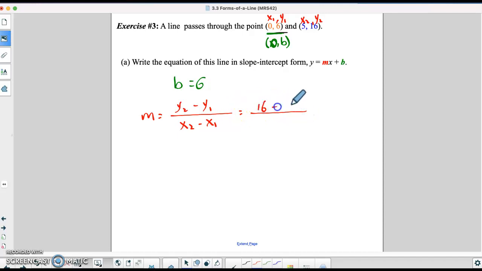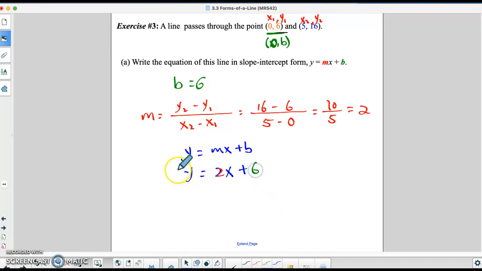Okay, so we have everything we need. y2 is 16, y1 is 6, x2 is 5, x1 is 0. So all about computation. 16 minus 6 gives us 10, divided by 5, because 5 minus 0 gives you 5, and that will give you 2. Beautiful. So we have everything we need. We just go to the equation, right? Write down this equation, y equals mx plus b, m equals 2, and the y-intercept equals 6. And that completes our question.